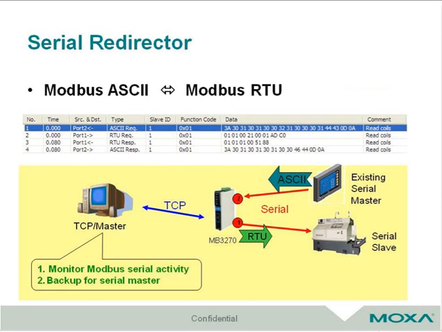The advanced IEG MB3000 series supports the serial redirector function. The serial redirector function can be used as a Modbus serial protocol converter, or simply just allows the Modbus serial master to poll a Modbus serial slave. The slide demonstrates an ASCII to RTU protocol conversion.